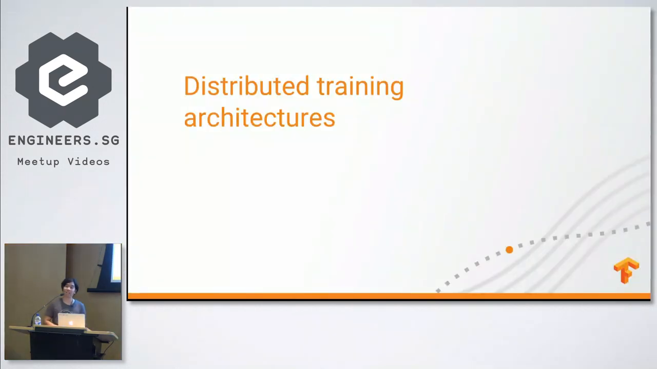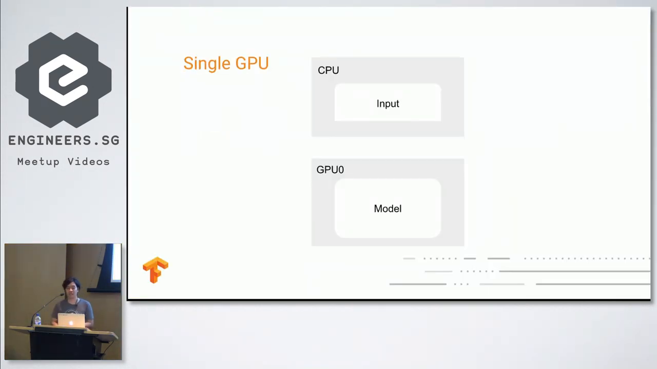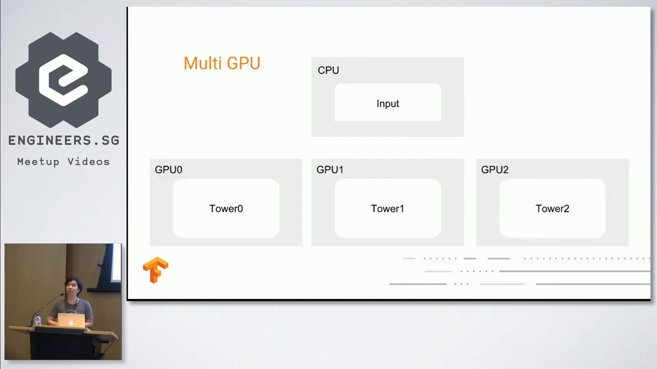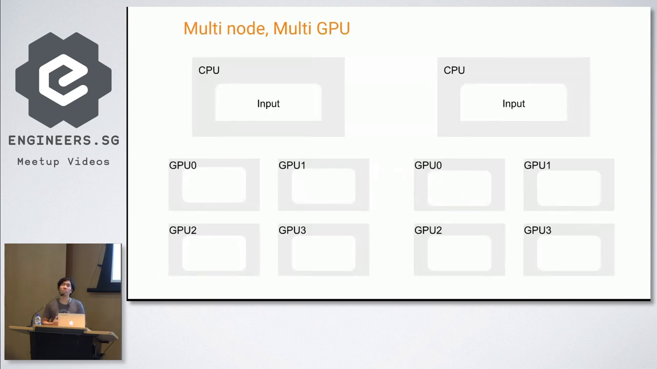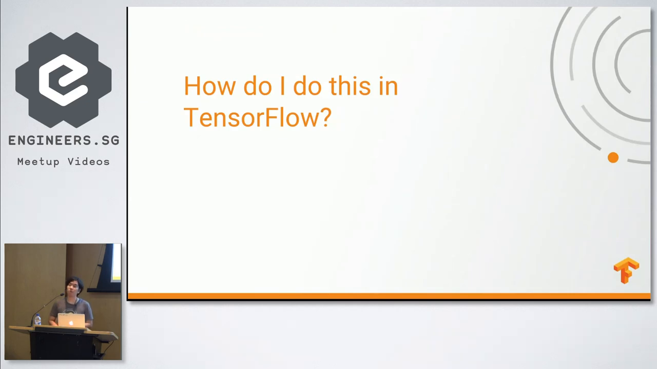So let's talk about the distributed training architecture first. This is not distributed: you have a single CPU, a single GPU on one single server, right? But let's say you have multiple GPUs on a single node or single server. The question is how can you distribute your training on this architecture? And the most complicated architecture is you have multiple nodes and each node has several GPUs, right? So how do we do this in TensorFlow?